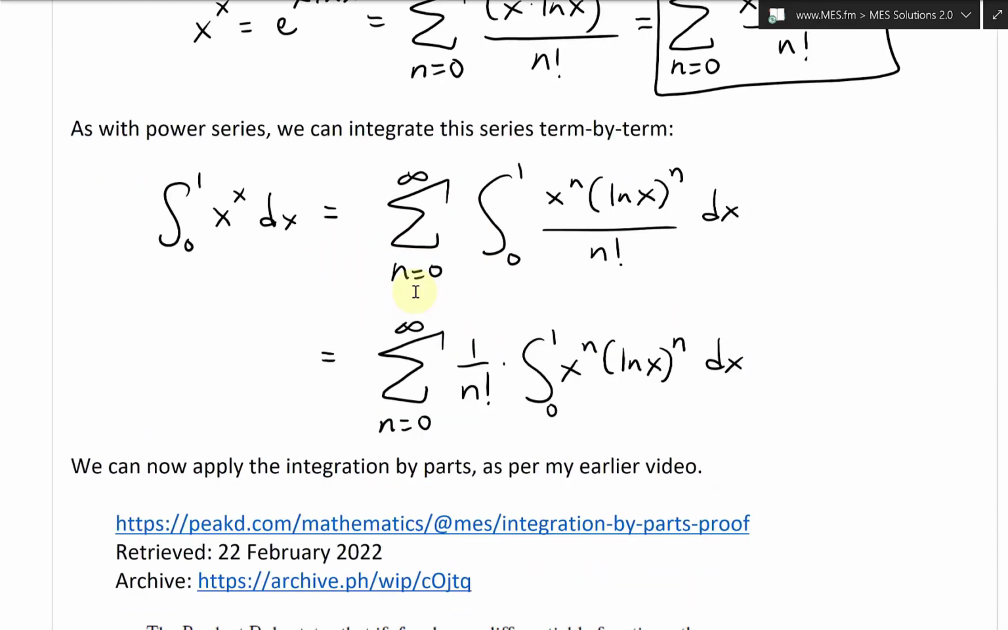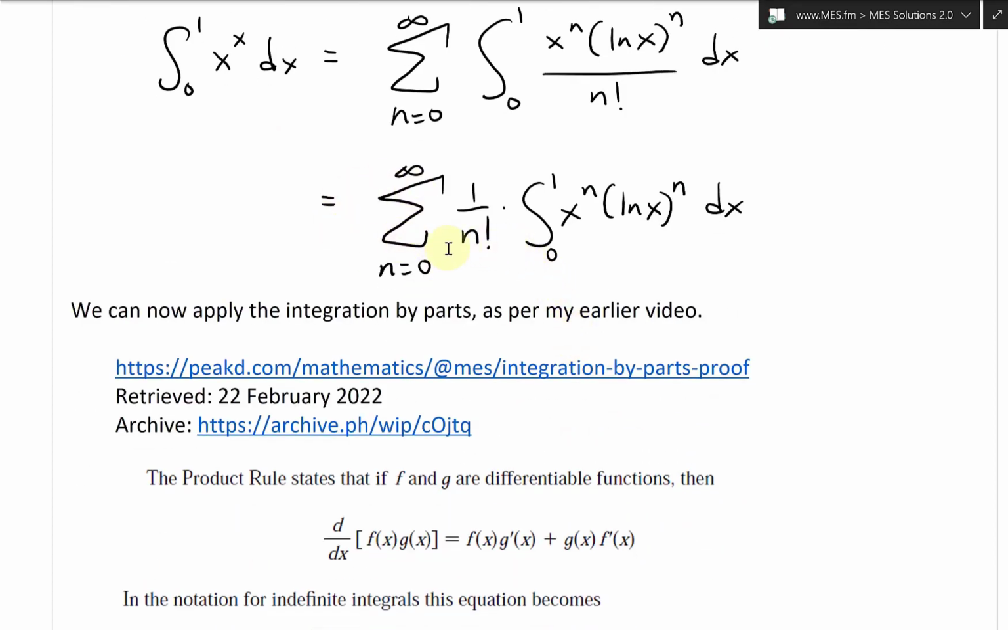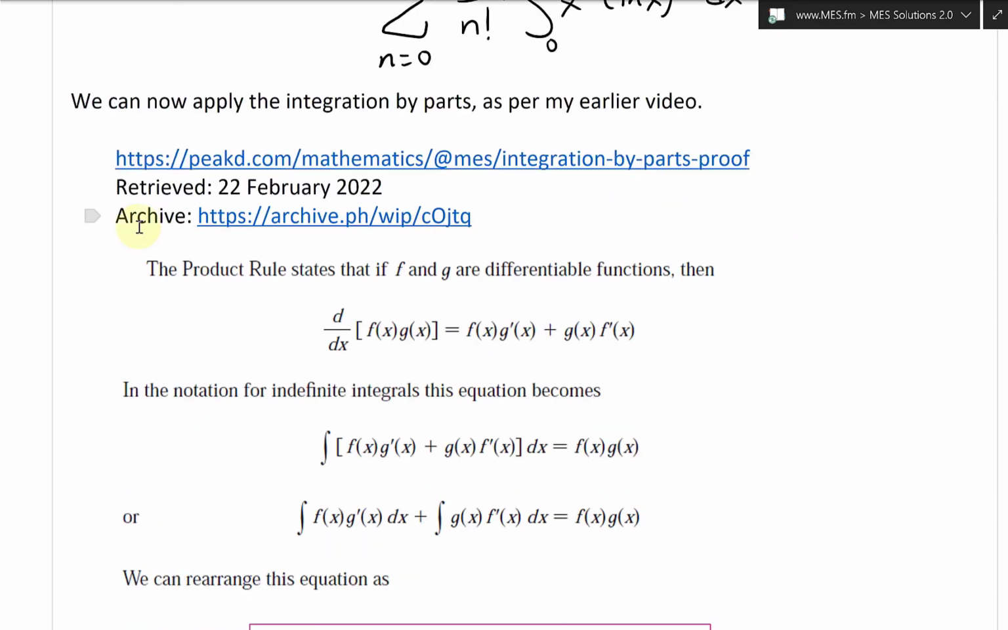Alright, so now that we have this summation with this integral inside, what we can do is apply integration by parts and take a look at this segment separately right here, as per my earlier video.